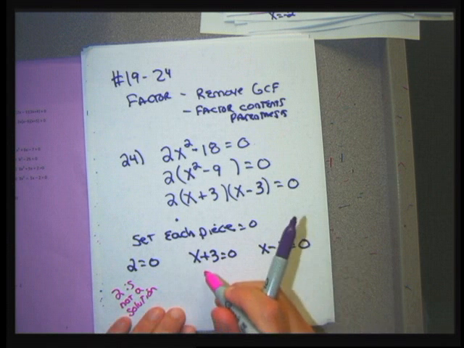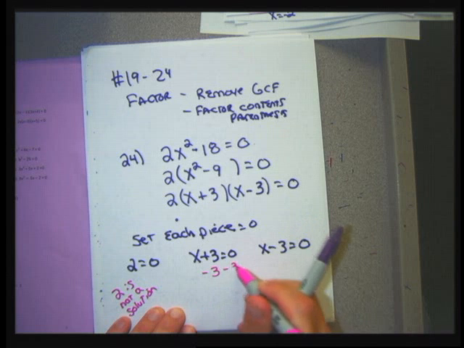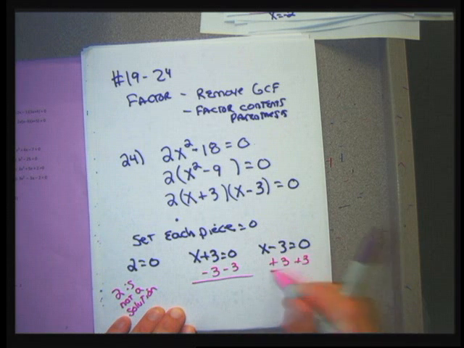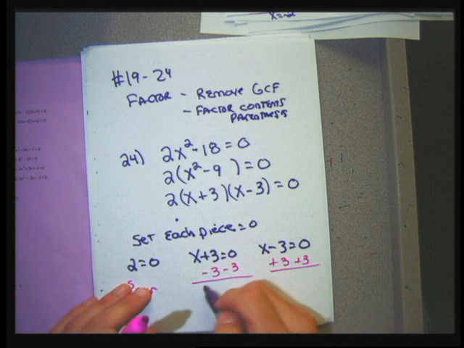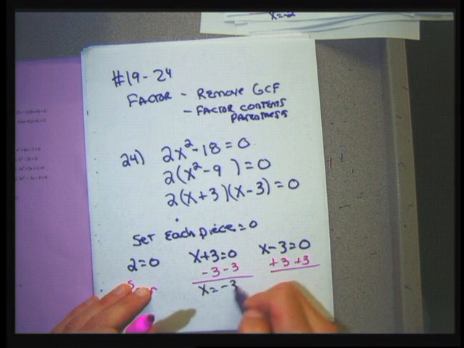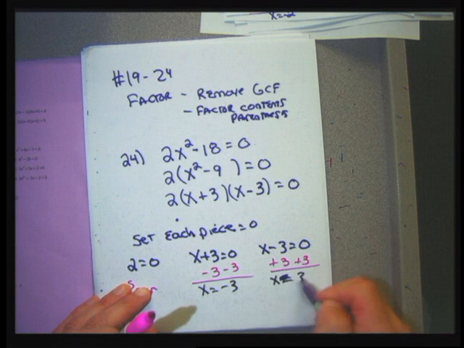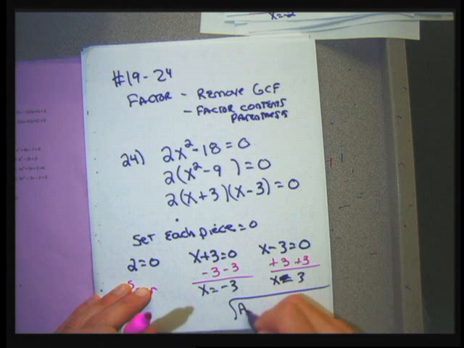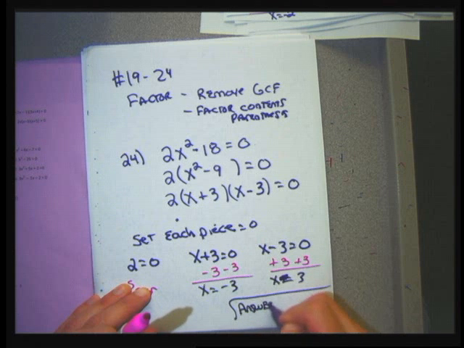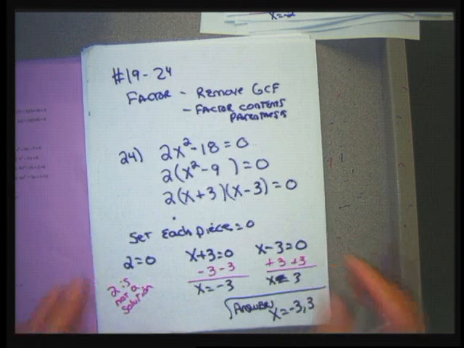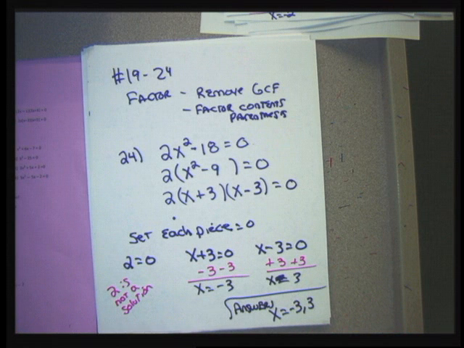The solutions that will check to this problem are the answers that I get when I take the x minus 3 and the x plus 3 and set them equal to 0. The x plus 3, I minus 3. The x minus 3, I add 3. And the answers to this problem are just 3 and negative 3. And 2 is not an answer. If I actually had time to check it, you'd find that it doesn't work.